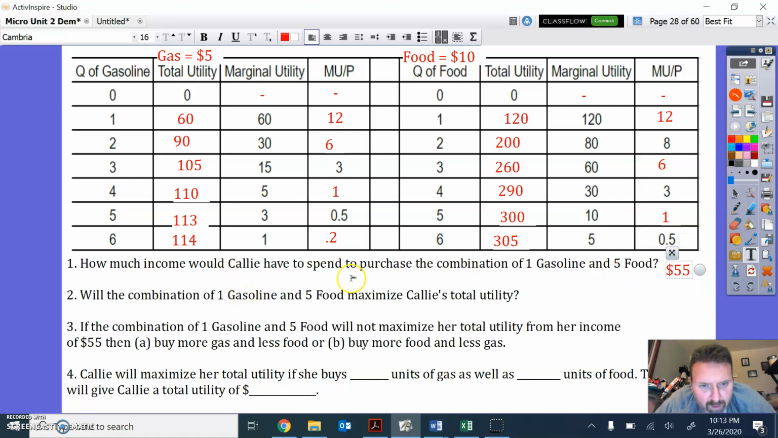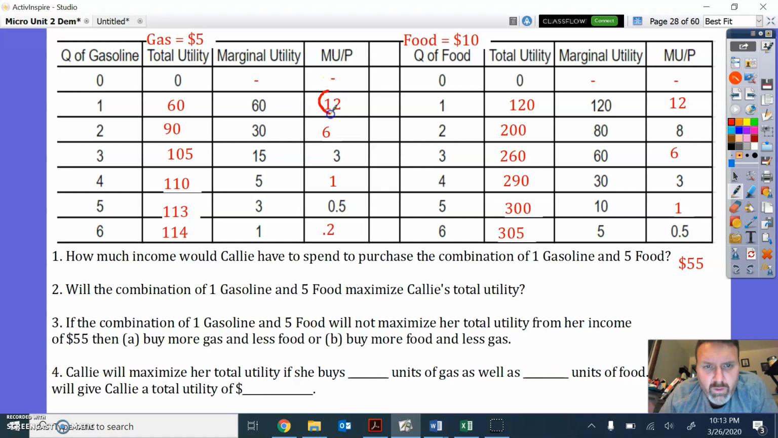Will this combination of 1 gas and 5 food maximize Callie's total utility? Well, the way that we figure that out is to go through the problem like we normally do. So here we go. We know that she should buy one of those and one of those, because those are the first 2 highest. Then she should buy another food. Okay, so that's $5 spent, that's $15 spent, $25 spent, $35 spent, $40 spent, $45 spent, and $55 spent.